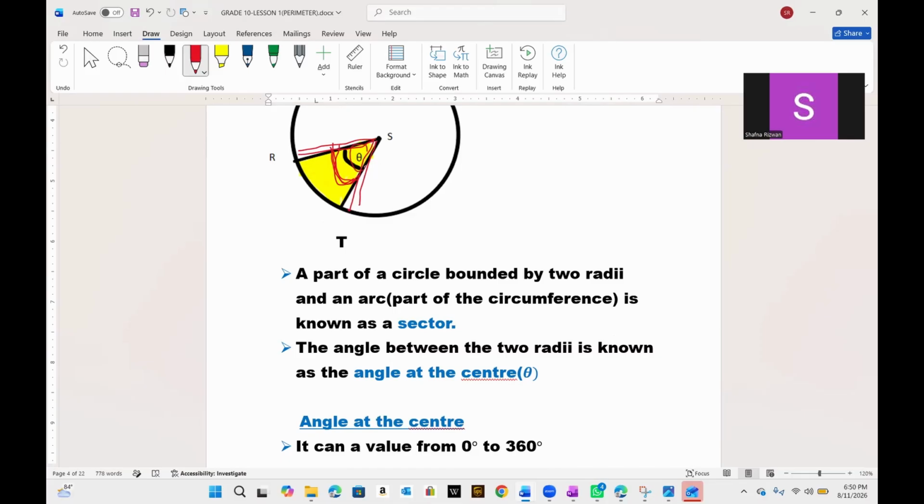See here, they have given theta. This is a theta. Remember, this is your theta. Angle at the center, we can even call it theta. Both are the same. This symbol is known as theta or angle at the center. Do you understand?